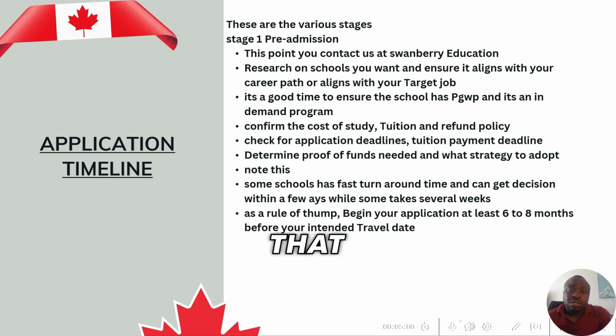You should also note that some schools have a fast turnaround time and you can get admission within a few days, while some may take several weeks. As a rule of thumb, begin your application at least 6 to 8 months before your intended travel date.